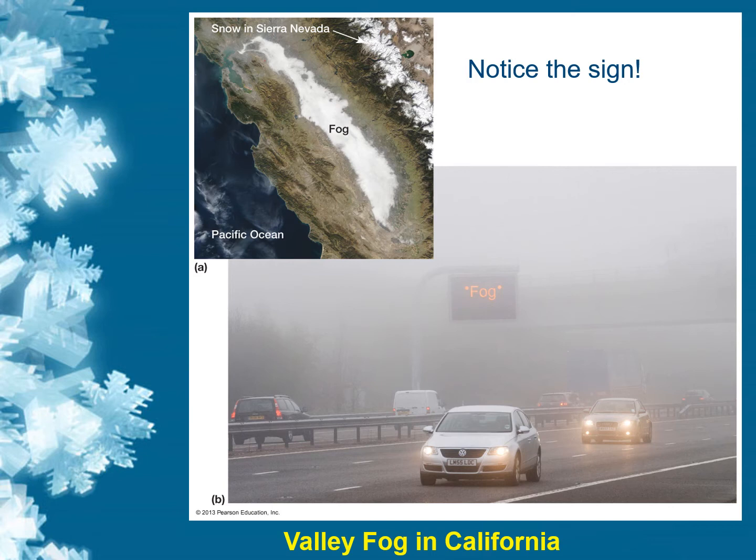So you see the satellite image there of valley fog in the Central Valley, and then you see the road. And yet again, there's a sign warning drivers that fog is there. But because of the fog, you don't see that sign until you're kind of right up on it.